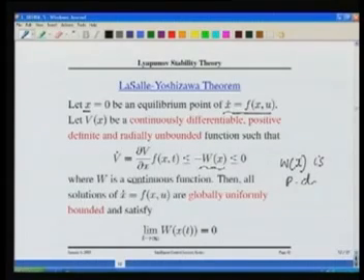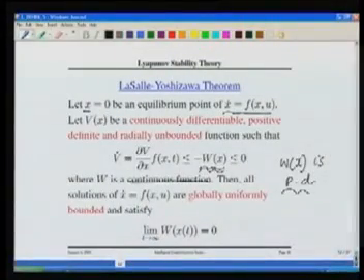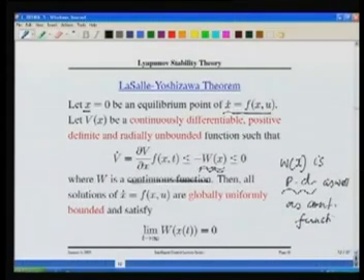So, W(x) is a positive definite function. Then all solutions of x dot are globally uniformly bounded and satisfy W(x(t)) tends to 0. So, we already said if V dot is negative definite, then the system is stable. Now, we are only simply saying this W(x) is positive definite as well as a continuous function. Earlier we simply said it is positive definite, now we are saying it is positive definite as well as continuous. When these two are together true, then what happens? This is also true.